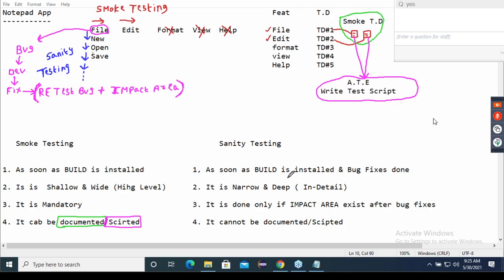Now think and talk. Build 2, build 3, build 4, build 5, build 6, build 7, build 8. Smoke testing is there or not there? Build 1, build 2, build 3, up to build 28, whatever it is, smoke testing is there. Okay. Build 1 sanity is not there. I will agree. So think. Build 2, bug fixes are there.